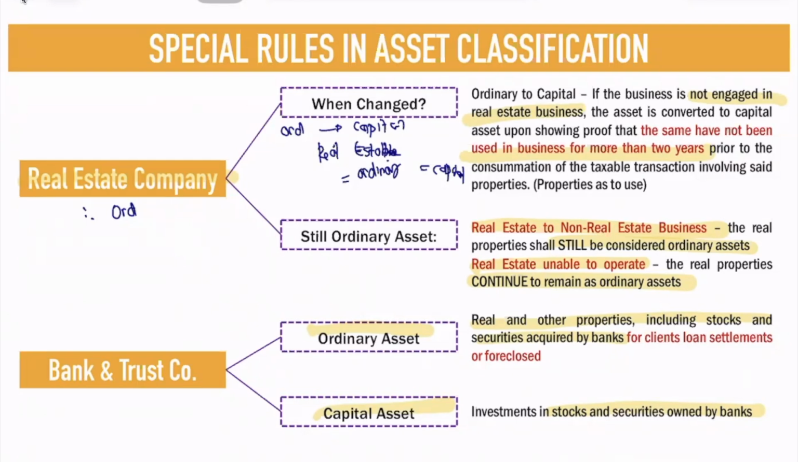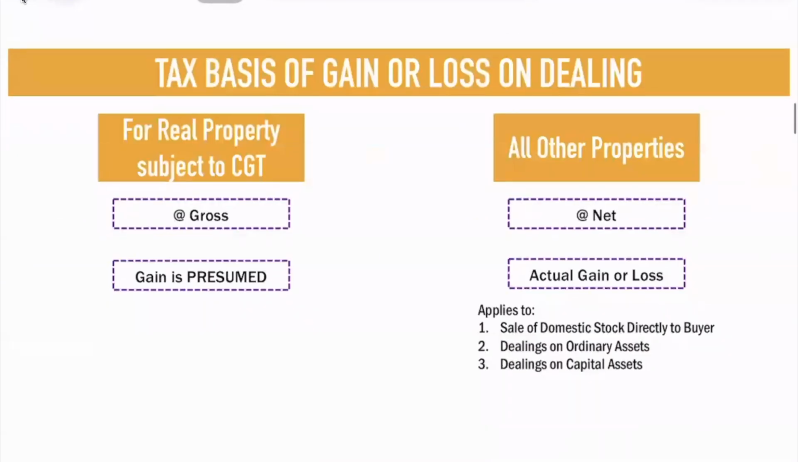Now, since we already learned how to properly classify your assets, now we determine the tax basis of your gain or loss on dealing. So, we learned a while back, if ever you're engaged in business, your answer is yes, you classify it as ordinary or capital. If your answer is no, it is always capital asset. And for capital assets, take note, it can be a real property or a stock sold directly to buyer.